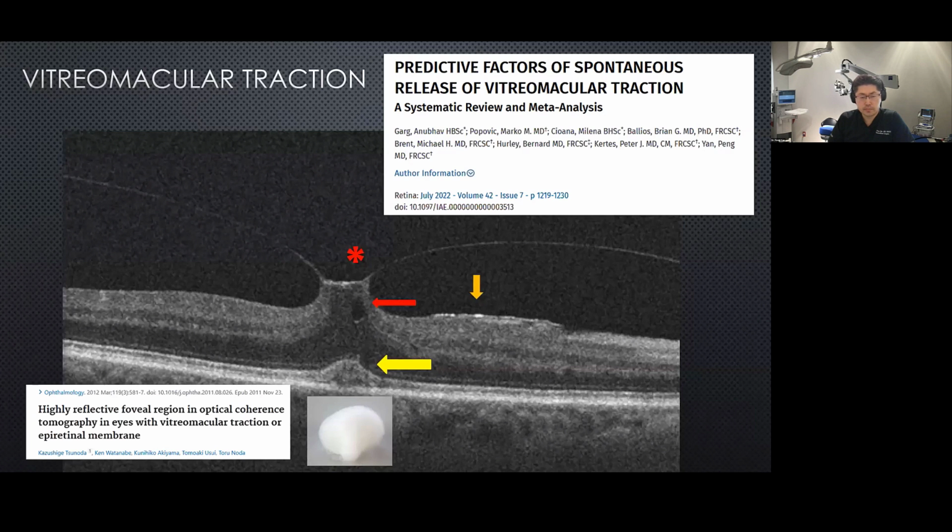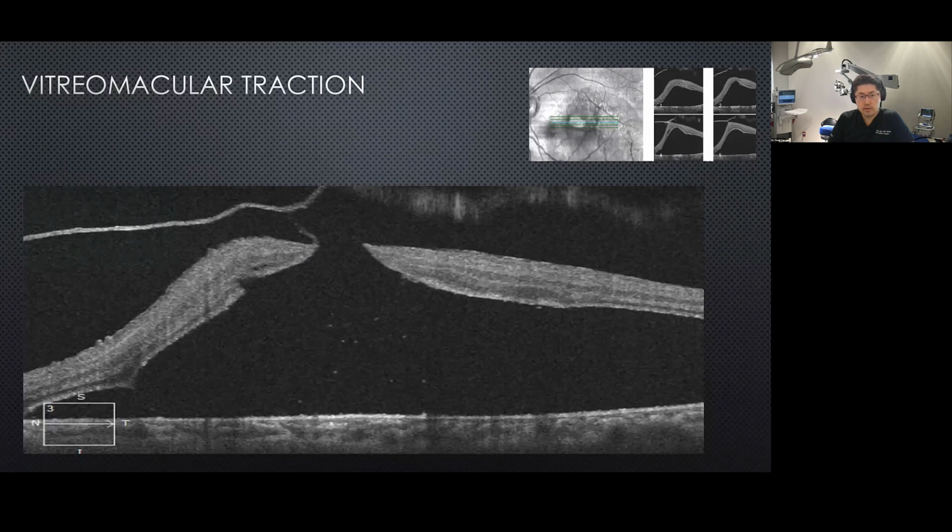Here's another case of a vitreomacular traction syndrome, with the presence of vitreomacular traction resulting in the development of a full thickness macular hole and subretinal fluid with foveal detachment. And also the presence of these hyperreflective dots in the vitreous and in the subretinal space. These are most likely from chronic detachment or RPE cells.